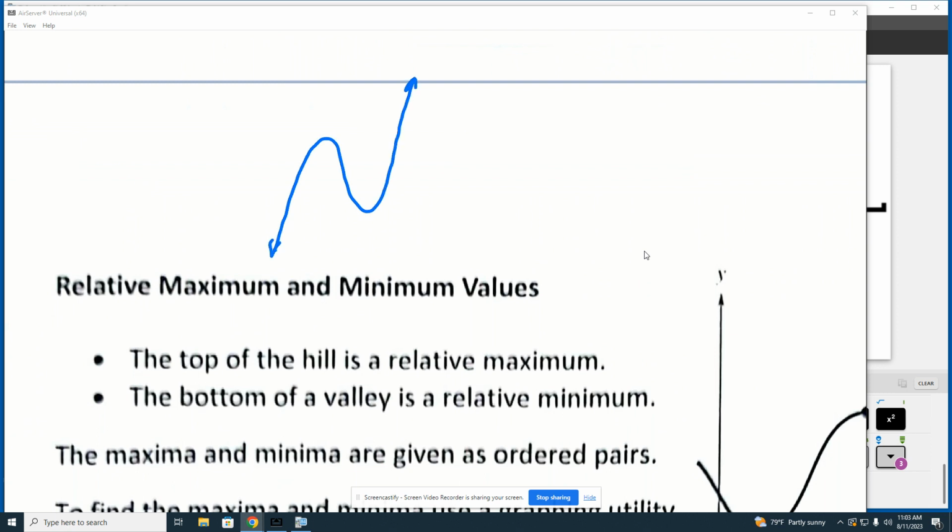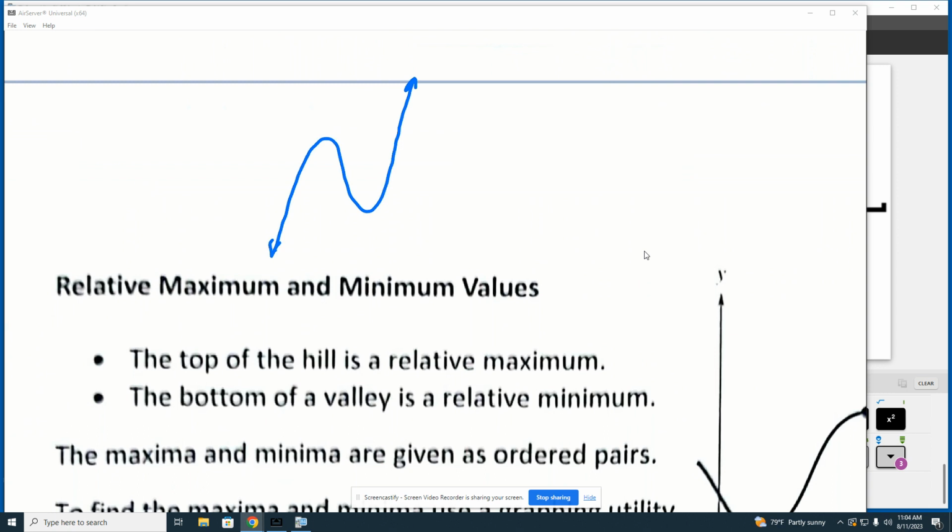So here's my question. Does this have a true maximum? No, because what's this thing going to do forever? It's going to go up forever. So it doesn't have a true maximum because it's going to go up forever. Does this have a true minimum? No, because it's going to go down forever too. So when these don't have true maxes and true minimums, they go ahead and just call them relative maximum and minimums.